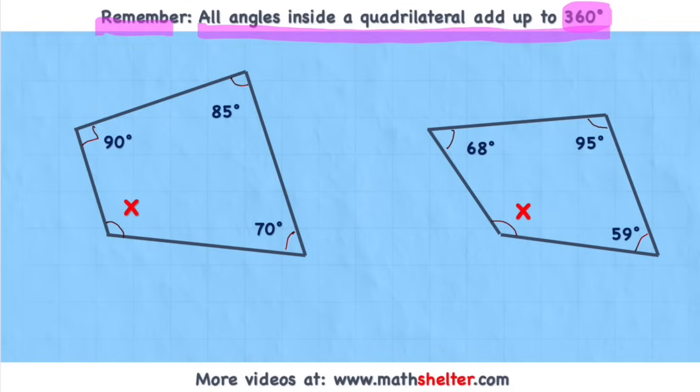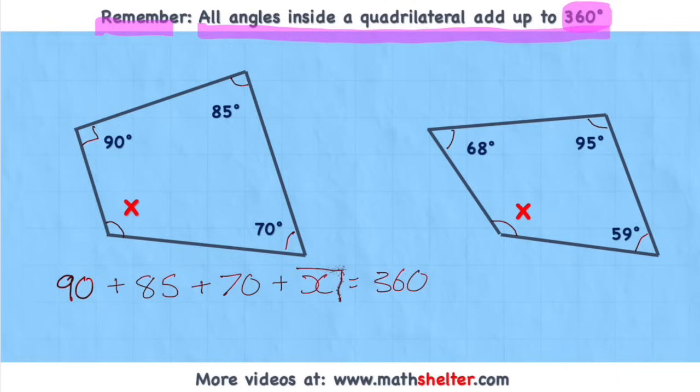So if we look at this first example, we can see that we are given 1, 2, 3 of our angles, but we have this X marking a missing angle. So using what we know that all angles inside a quadrilateral must equal 360, I know that if I add 90 plus 85 plus 70 plus my missing X, I have to equal 360. So how can I get this X on its own?